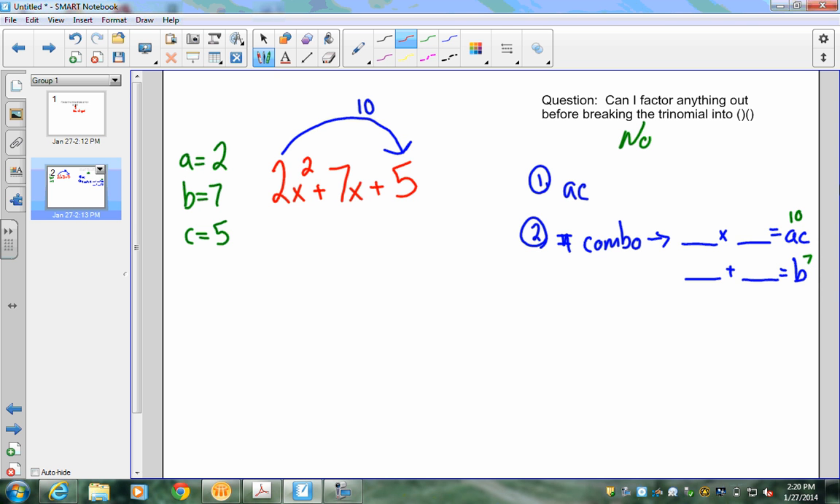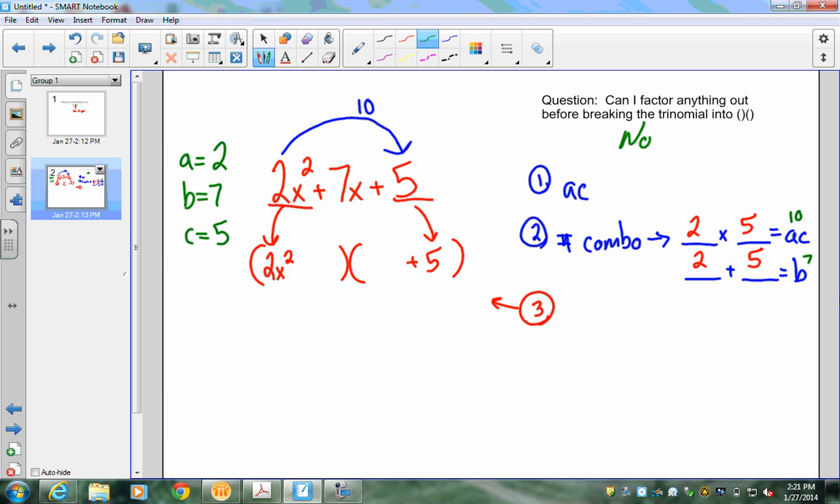Feel free to pause the video if you want to try to figure it out on your own, but I'm going to go ahead and move on. Well, it's 2 and 5: 2 times 5 is 10, and 2 plus 5 is 7. Now, for step 3, just watch how I do this. I'm about to take my trinomial and put two pairs of parentheses right up underneath it. I'm dropping my a, which is my whole 2x squared, and I'm dropping my c down here. So you get 2x squared, and then plus 5.